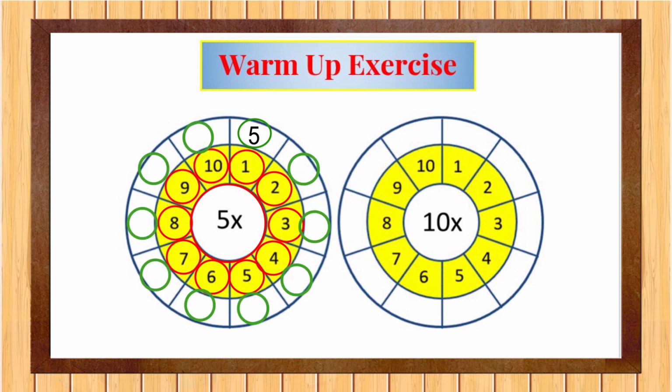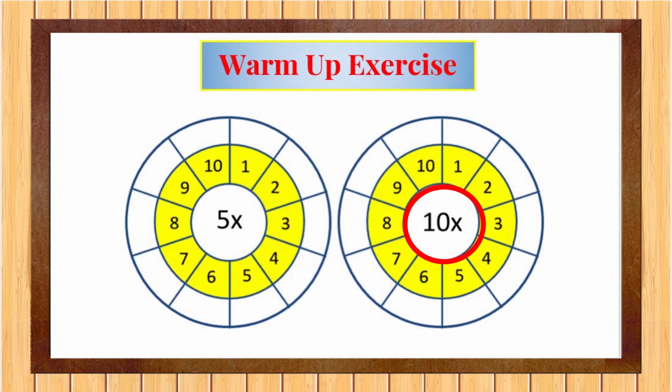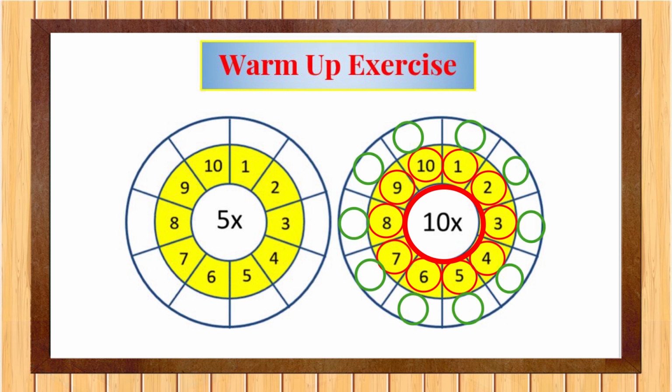For the other number circle, our main number is 10. Therefore, we'll be multiplying 10 by the numbers in the yellow circle. And those answers we'll write on the outer circle.